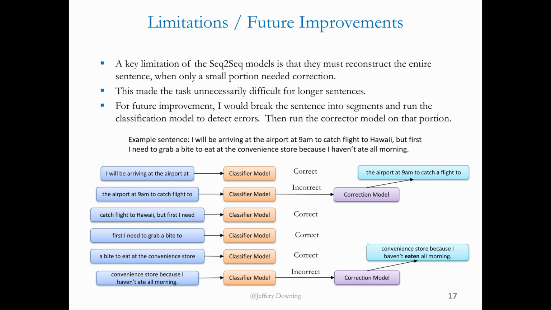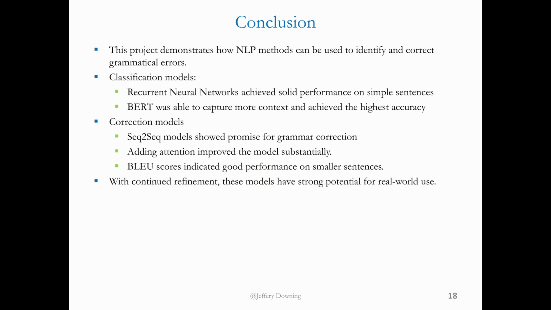Overall, this project demonstrates how NLP methods can be used to identify and correct grammatical errors. For the classification models, recurrent neural networks achieved solid performance on simple sentences, and BERT was able to capture more context, and overall achieved the highest accuracy. For correction models, sequence-to-sequence models showed promise for grammar correction, and adding attention improved the model's performance substantially. BLEU scores indicated good performance on smaller sentences. And so with continued refinement, I think these models have strong potential for real-world use.